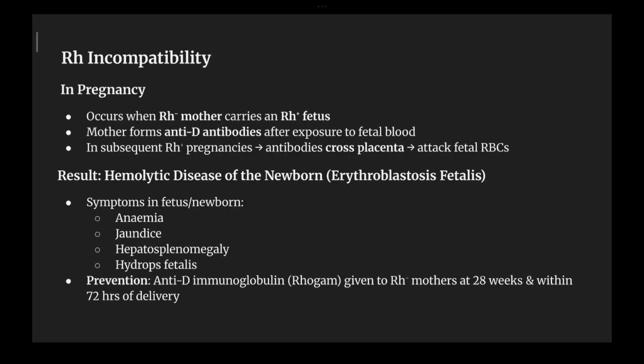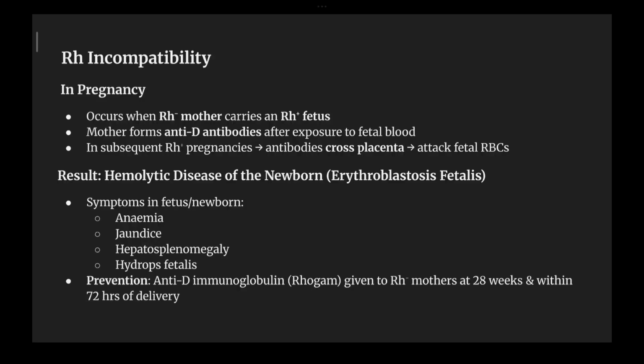So this is a disease that can cause certain symptoms in the fetus, as mentioned below. The fetus or the newborn can acquire anemia, jaundice, hepatosplenomegaly, and hydrops fetalis. So these are the blood related conditions that can be observed if an Rh negative mother gives birth to an Rh positive fetus.